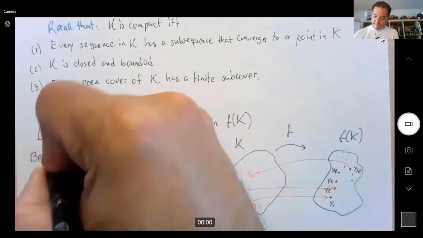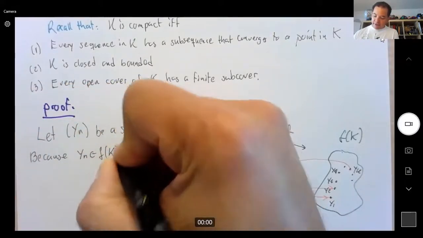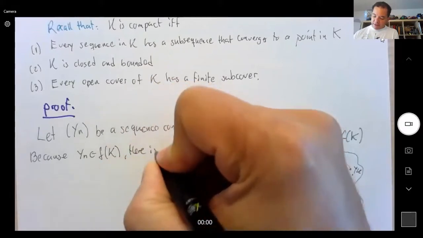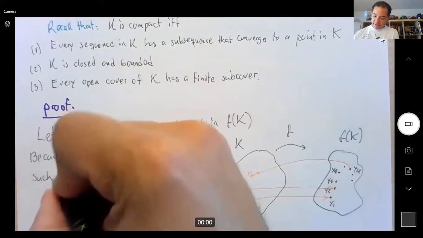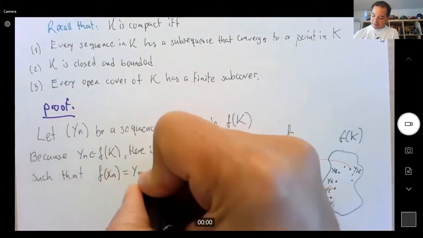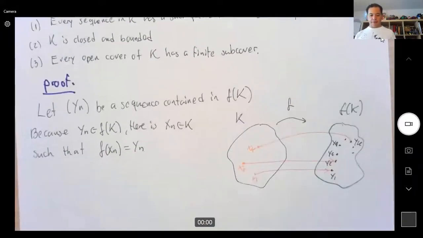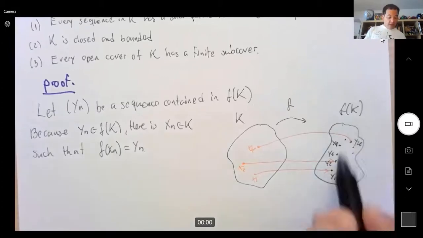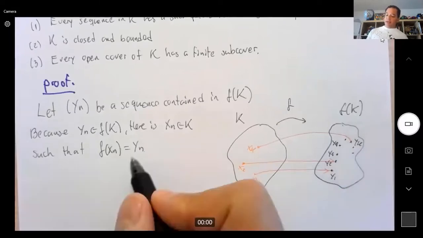Because yn belongs to f of K, there is xn in K such that f of little xn is yn, right? Haven't done anything fancy yet. It's just following up on the definition of what it means to be in the image set. All right? Okay, but that's good because now I got another sequence.